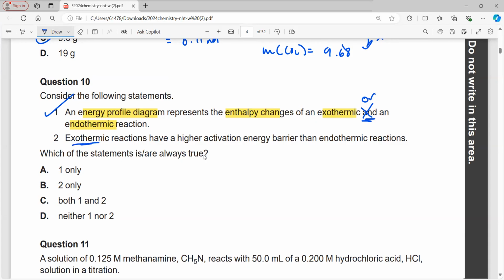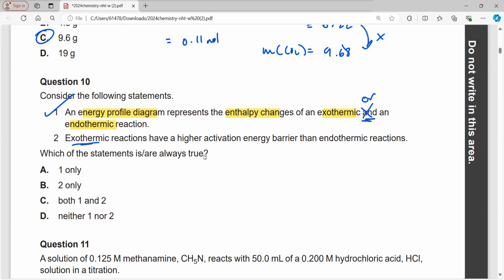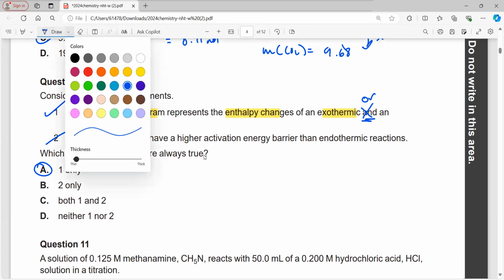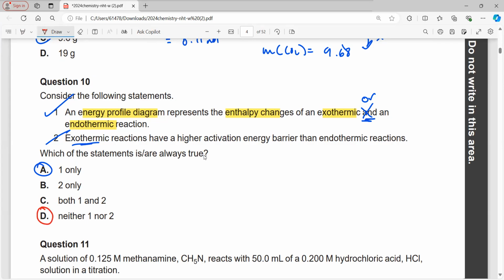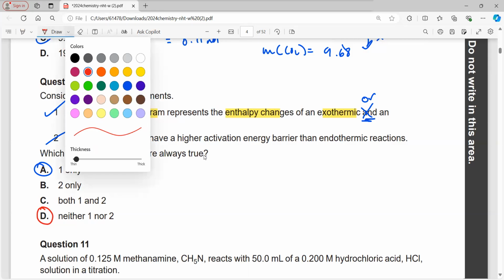Okay. Exothermic reactions have a higher activation energy barrier than endothermic reactions. Yeah, so this is obviously wrong. Regardless of whether you're absorbing heat or releasing heat, it has no relation to how high your activation energy barrier can be. So I'm leaning towards one only. However, it could also be neither one or two. I might put this as a D as well, because it says it represents the enthalpy changes of an exothermic and an endothermic reaction. However, one energy profile diagram can only show the changes in one at a time.